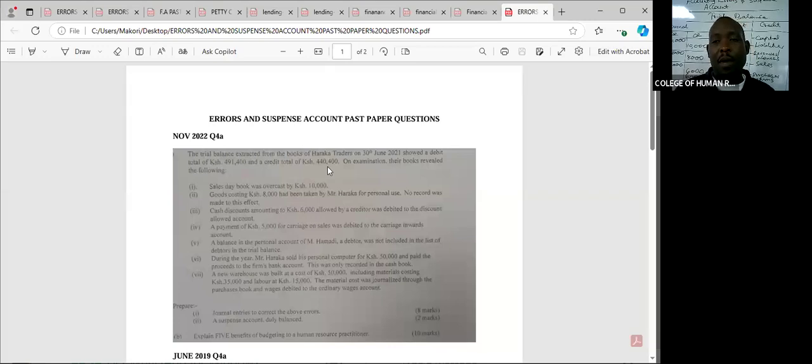Now you need to ask yourself, between the debit and the credit, which one is having a less amount? You will agree with me that the credit side is less. The side with less is where we put the balance brought down in the suspense account. So when we draw our suspense account, on the credit side, we shall have a balance brought down of 51,000, the difference.